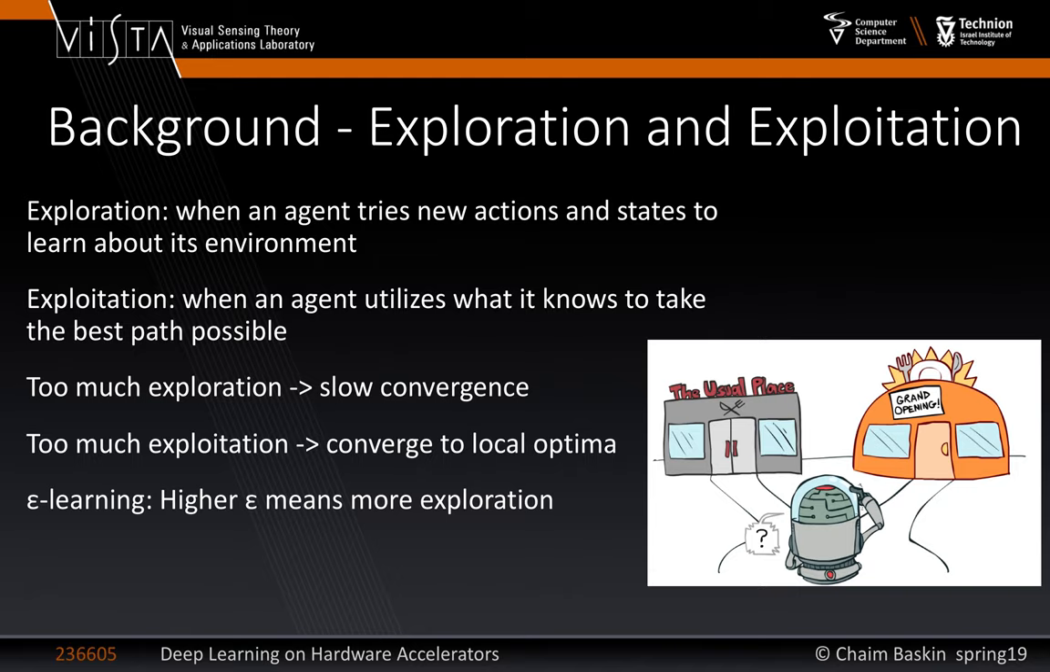Great. So a little bit about exploration and exploitation. Exploration is when an agent tries new actions in the states to learn about its environment. Exploitation is when an agent utilizes what it knows to take the best path possible. In reinforcement learning algorithms, we do both. Too much exploration means slow convergence. Why? Because it's very difficult to find the best path when you have too many options to choose from, okay? And too much exploitation converges to a local optimum.